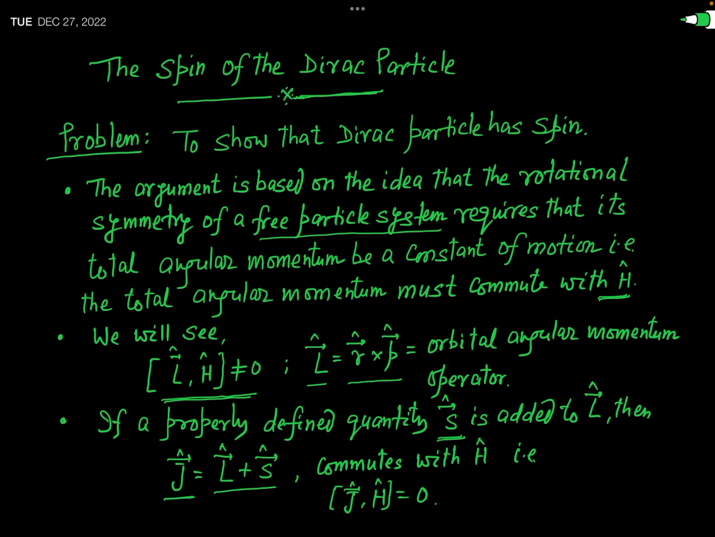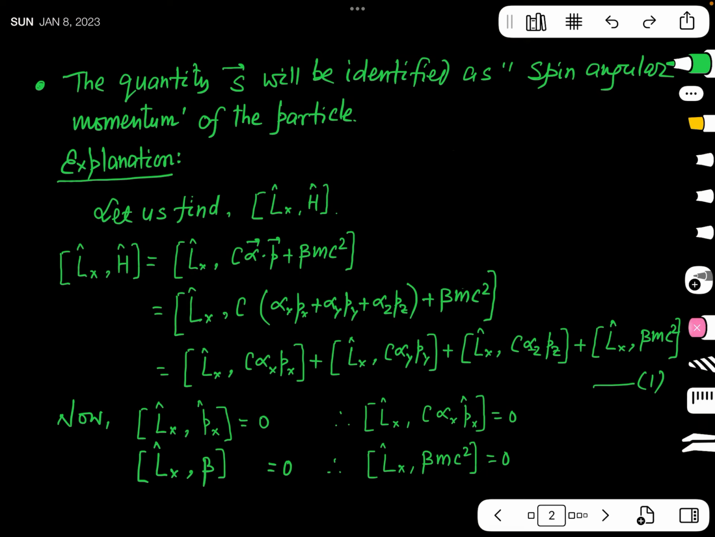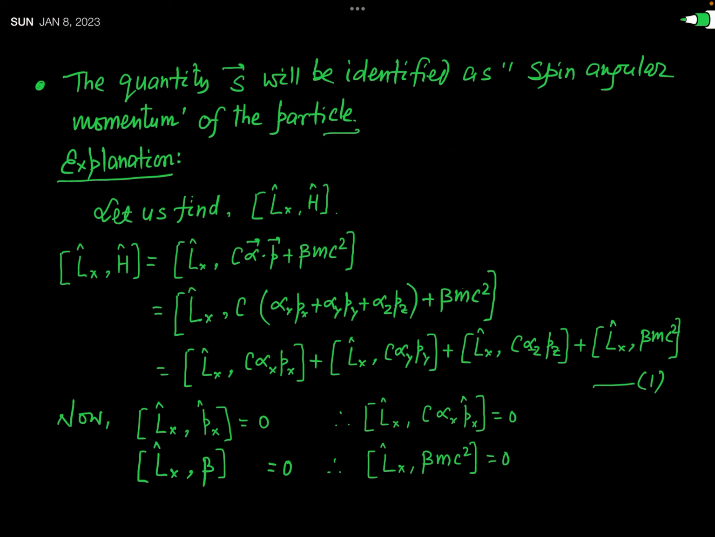But for this, how should this S actually be defined? You can see that if S is defined in a proper manner, which we will see in this lecture just now, then the total angular momentum commutes with the Hamiltonian. In fact, this S, which has been added to L, is identified as the spin angular momentum.